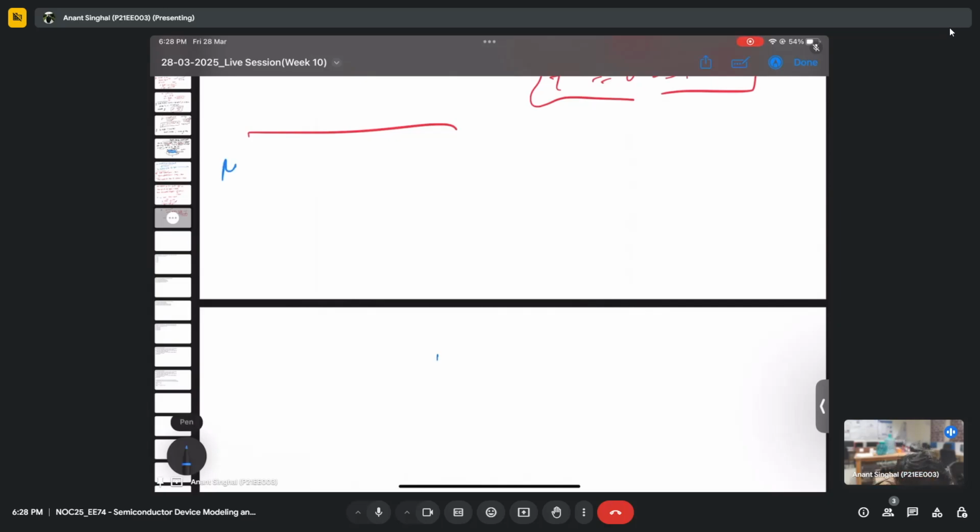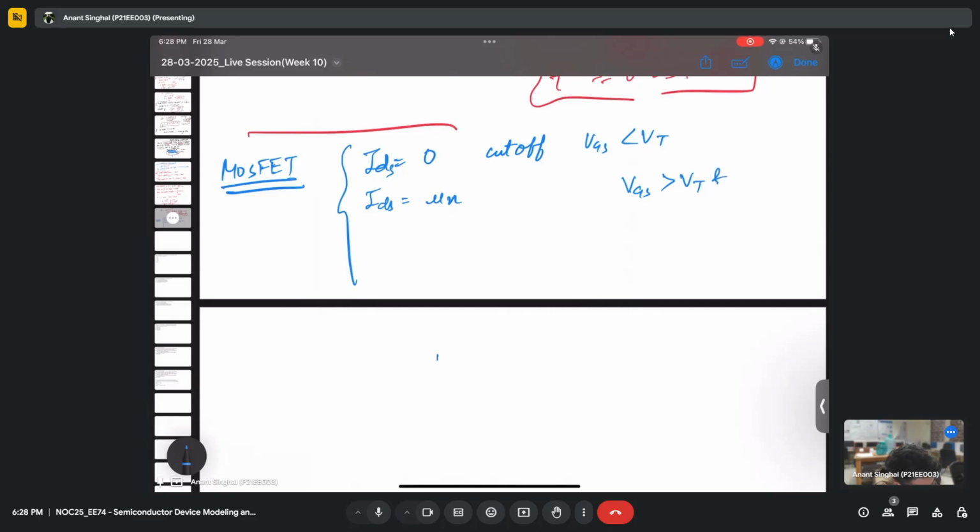So if you remember, for a MOSFET, we had the ID equation. ID is ideally 0 in the case of cutoff, and this happens when VGS is less than VT. The IDS is in the linear region when it conducts and VDS is less than VGS minus VT. So it is mu n C ox W by L, VGS minus VT times VDS minus VDS square by 2.